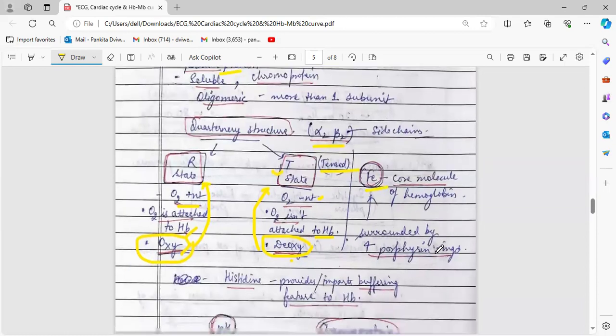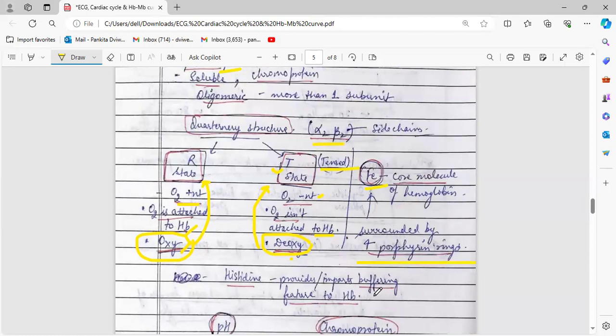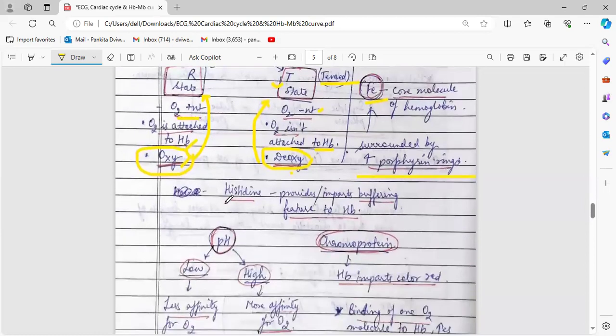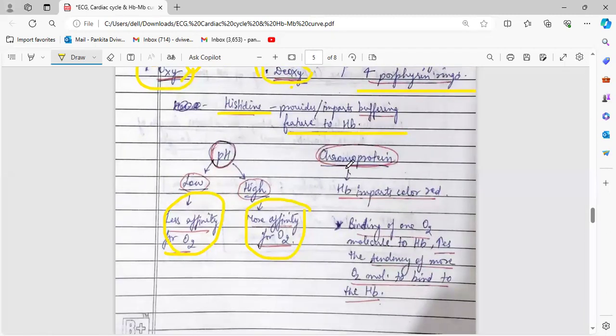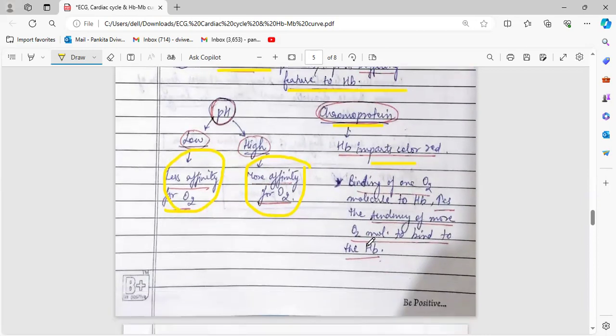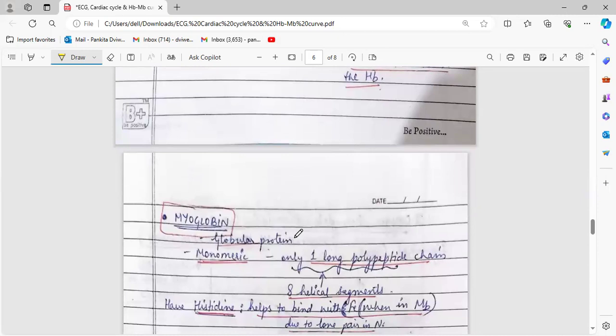Iron is the core molecule of hemoglobin. It is surrounded by four porphyrin rings. Histidine is the molecule that provides buffering feature to the hemoglobin. At low pH, hemoglobin shows less affinity for oxygen, and at high pH, it shows more affinity for oxygen. The chromoprotein is the one that imparts red color to the hemoglobin, and the binding of one oxygen molecule increases the tendency of other oxygen molecules to add to the hemoglobin.